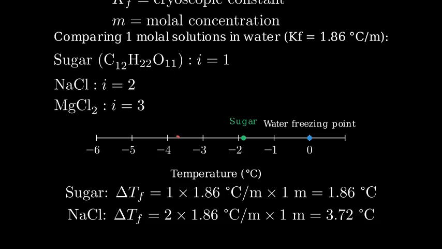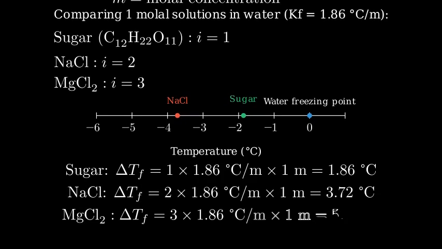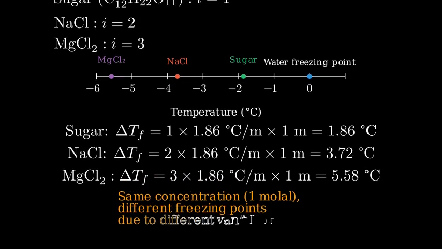For NaCl, ΔT_F is equal to 2 times 1.86 degrees C per m times 1 m equals 3.72 degrees Celsius. For MgCl2, ΔT_F is equal to 3 times 1.86 degrees C per m times 1 m equals 5.58 degrees Celsius. As we can see, despite all solutions having the same concentration of 1 mole, they have different freezing point depressions based on their Van't Hoff factors.